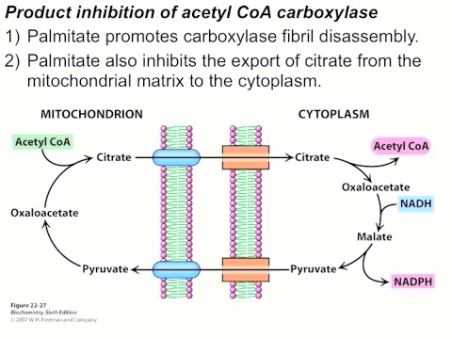However, palmitate can inhibit acetyl-CoA carboxylase. It can also inhibit the export of citrate from the mitochondrial matrix to the cytoplasm. So we get product inhibition of fatty acid synthesis by two means. First of all, palmitate can promote carboxylase fibril disassembly, and it can also inhibit the export of citrate from the mitochondrial matrix to the cytoplasm, and so this allosteric regulator is no longer going to be present. Additionally, we will not have citrate available for the formation of acetyl-CoA and NADPH for fatty acid synthesis.